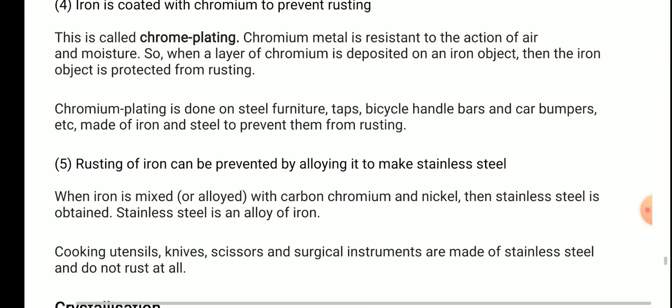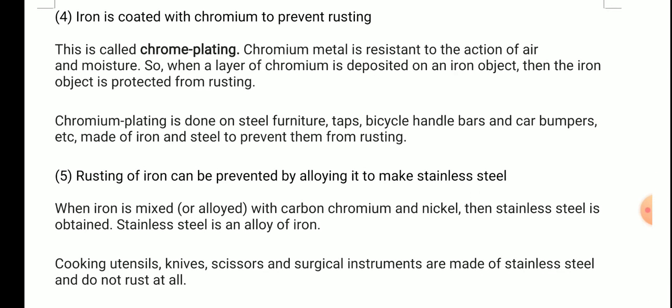Next one is, rusting of iron can be prevented by alloying it to make stainless steel. Now what is an alloy? Alloy is a mixture of two metals.